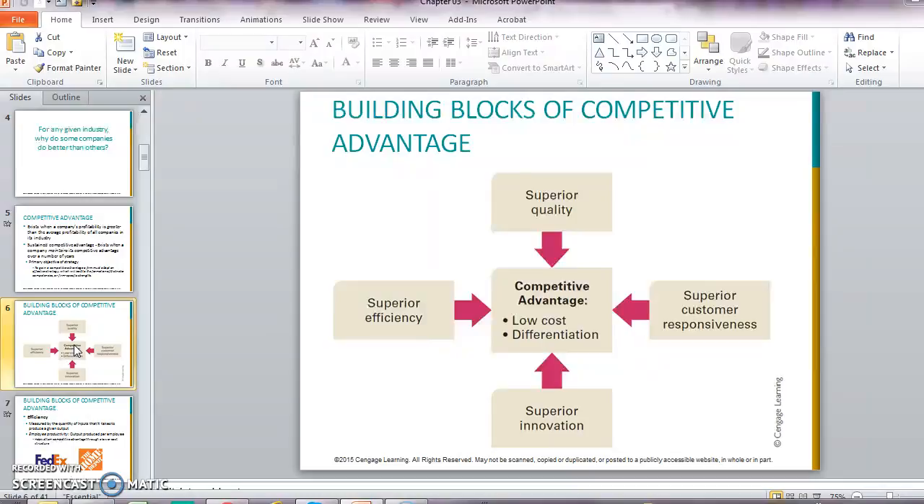So how do you get those, how do you create those elements of competitive advantage? There are 4 areas that we're going to talk about today: superior quality, superior customer responsiveness, superior efficiency, and superior innovation.